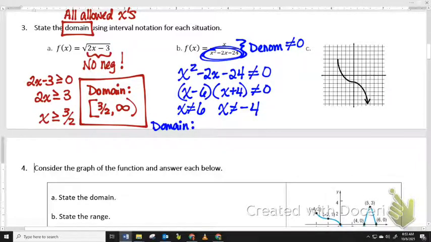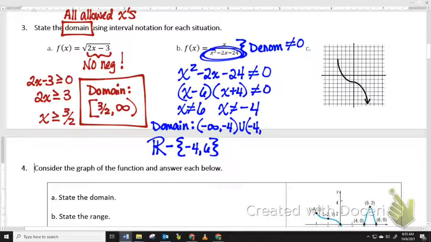All real numbers except 6 or negative 4. That would work unless it says I have to use interval notation. If it says you have to use interval, because what you just wrote is correct. Now, how do I take that idea and write it as an interval? Negative infinity to negative 4, and then 6 to infinity.